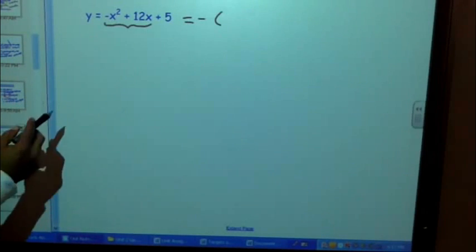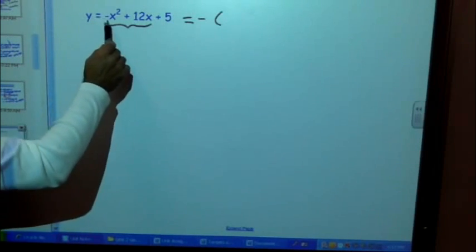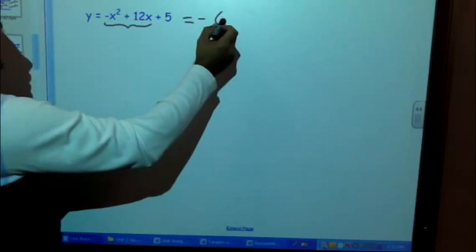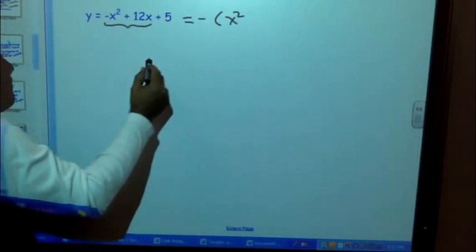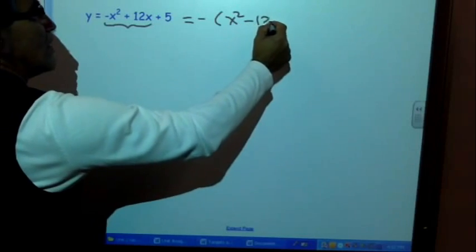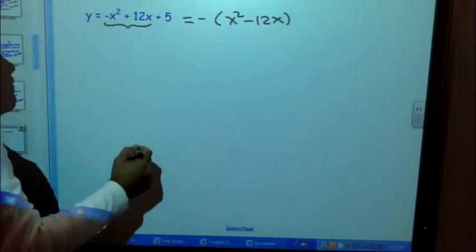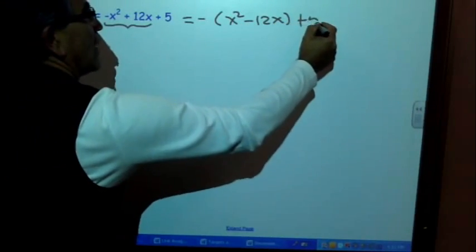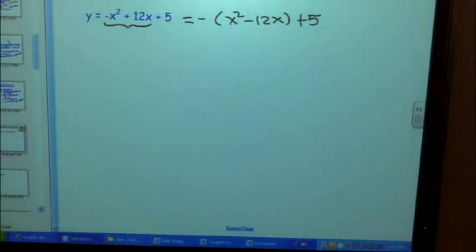And what would I have? I would have -1 times x squared and -1 times -12x plus 5. Take a look for a moment.